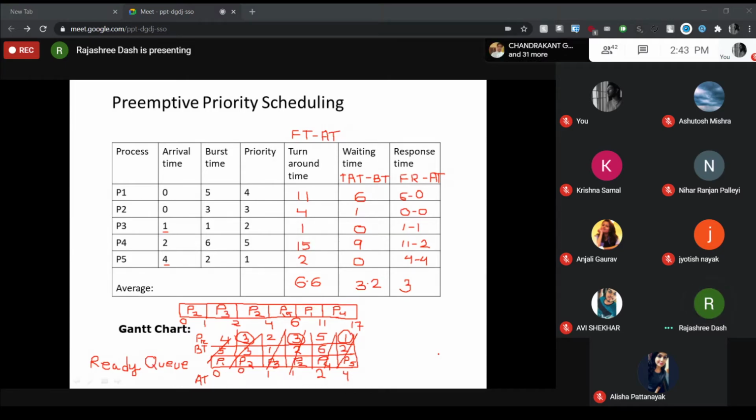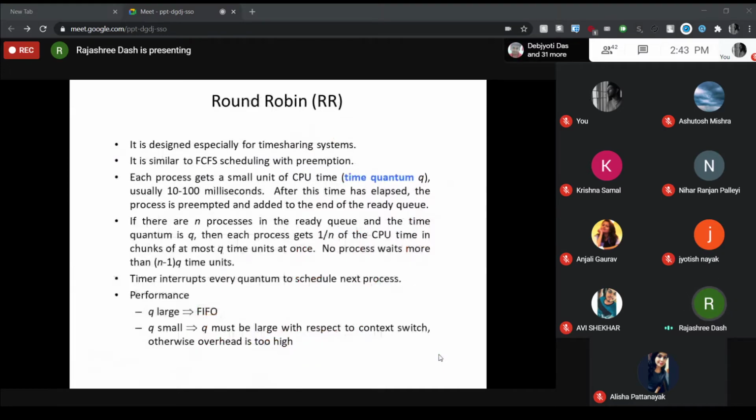Now the next type of scheduling that we are going to discuss is round robin scheduling. Round robin scheduling is designed especially for time sharing systems. It is similar to first come first serve scheduling with preemption. By default, first come first serve scheduling is non-preemptive. Similarly, by default, round robin scheduling is preemptive. SJF and priority may be preemptive or non-preemptive, but FCFS is always non-preemptive. Round robin is always preemptive.